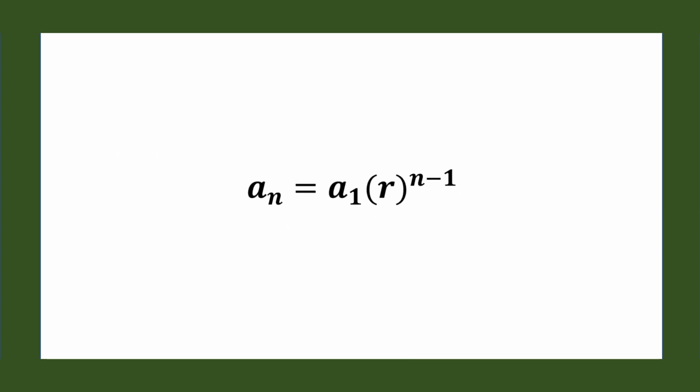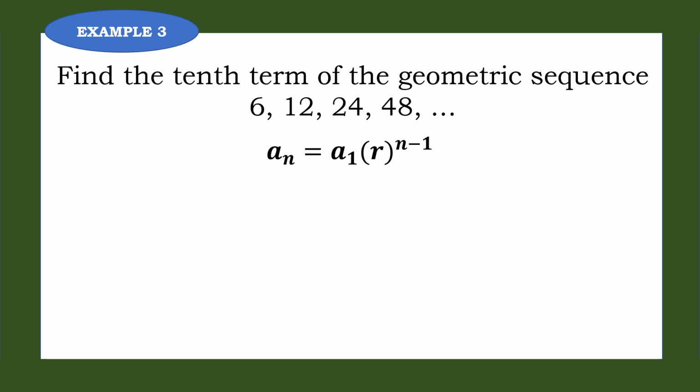So, now let us try to work on this example. Find the 10th term of the geometric sequence 6, 12, 24, 48, and so on. In this case, we need to first identify the common ratio, and that is achieved by dividing any term by the number that precedes it.